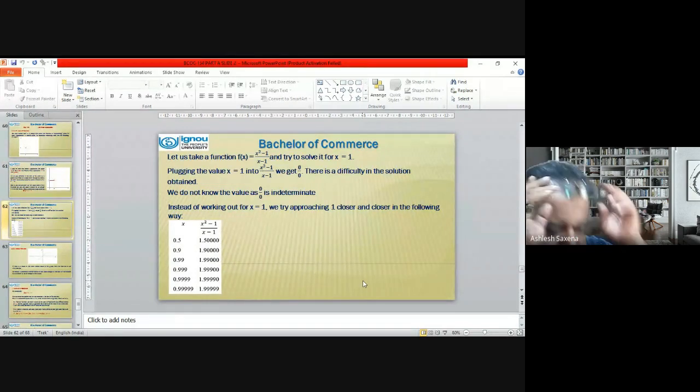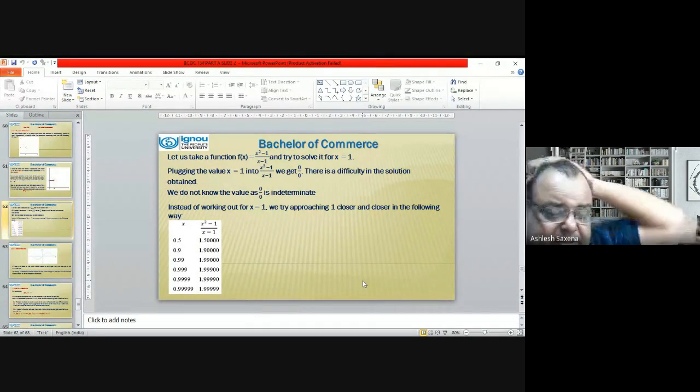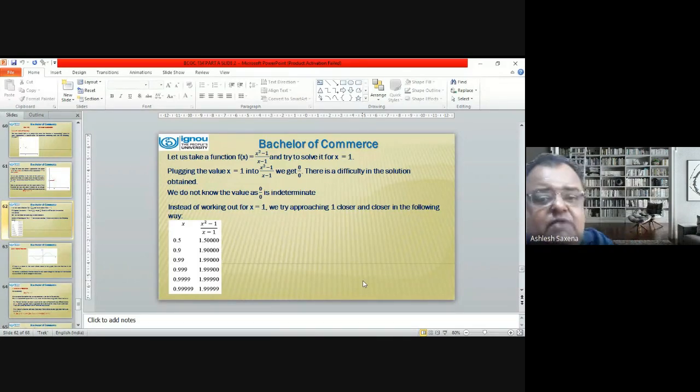Now, what does this limit actually mean? We take up an example of f(x) equal to (x squared minus 1) upon (x minus 1), and we will try to solve it by putting x equal to 1. Straight away, when you place x equal to 1, you get 0 upon 0, and that does not solve it. I'm telling you, its answer will not be 0. Then if its answer is not 0, what is its answer and how do we get the solution?